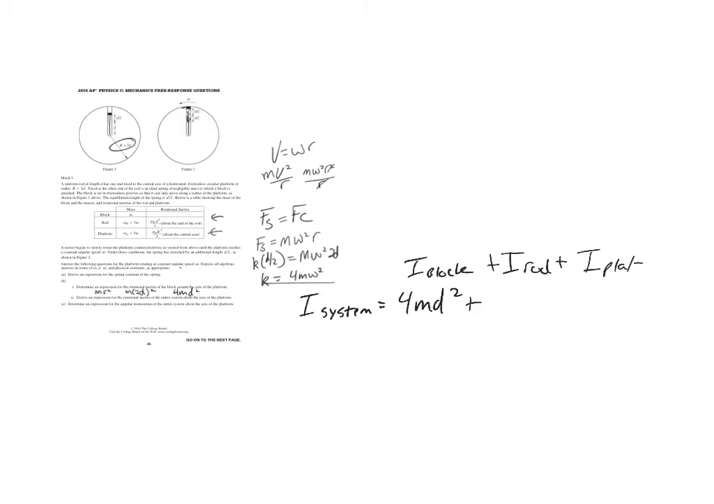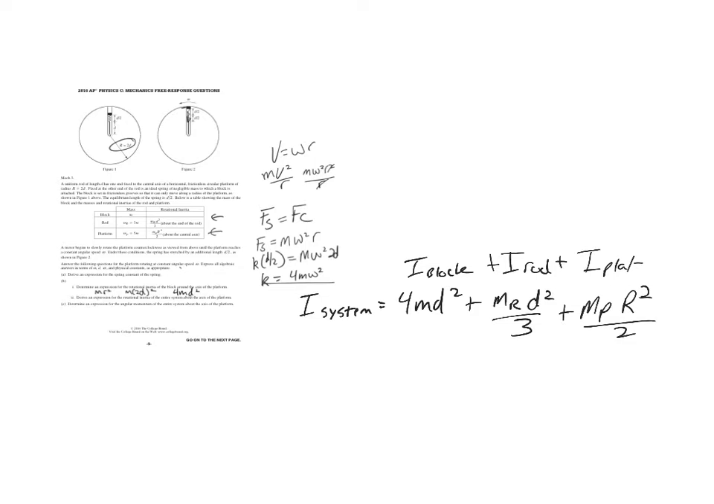They don't label it, so it's okay. Plus the I of the rod, which is m of the rod, d squared over 3. And then plus the m of the platform, r squared over 2. And so you just add all those up.